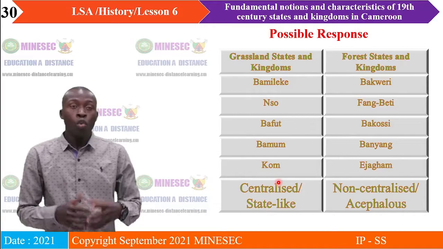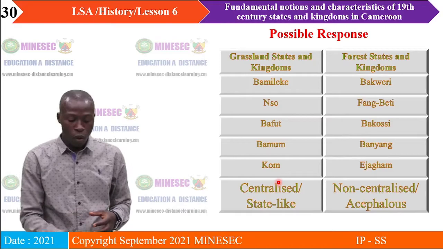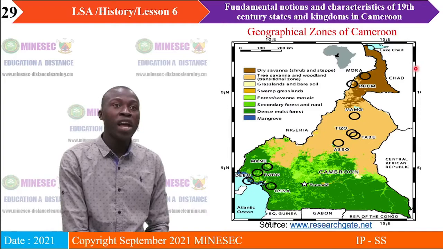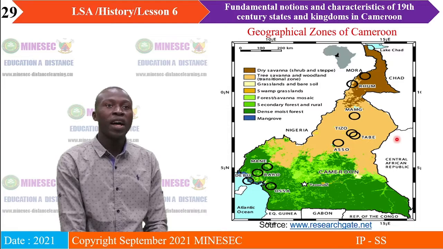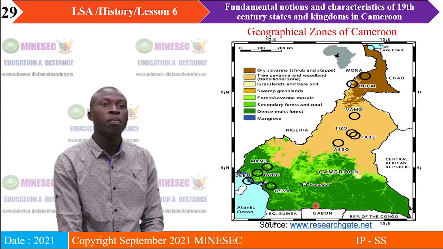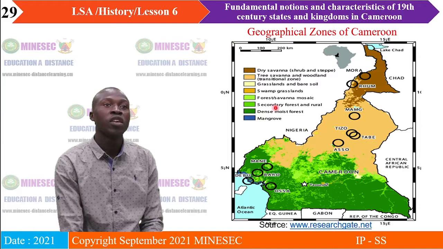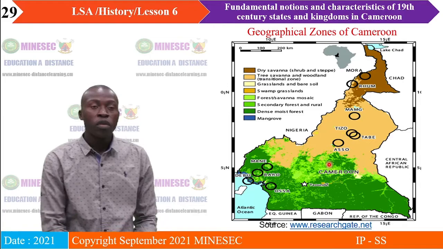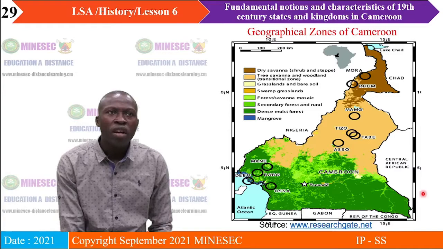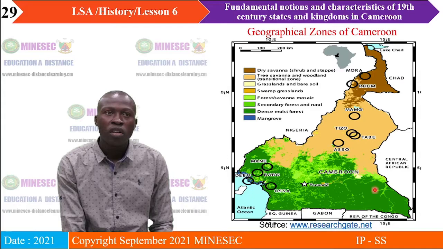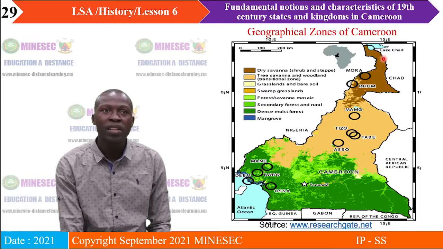Okay, we realize that as possible responses, when we look at the geographical zones of Cameroon, like we earlier said, we have the Sahel, the savannah, the coastal forest, and the equatorial rainforest belt or zones of Cameroon, as depicted on the key. We have the dry savannah right up here. Now, what relationship exists between these different geographical zones? Coastal forest, southern or the equatorial forest, the grassland areas.